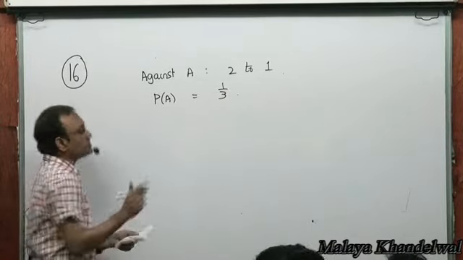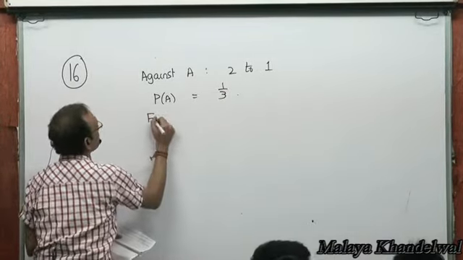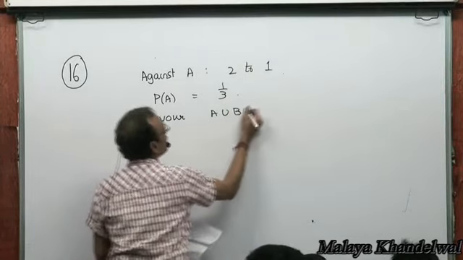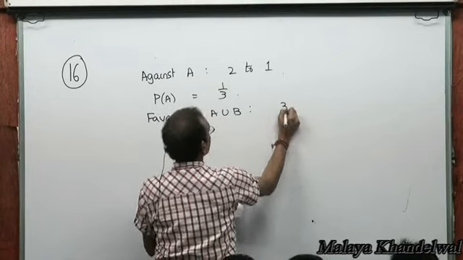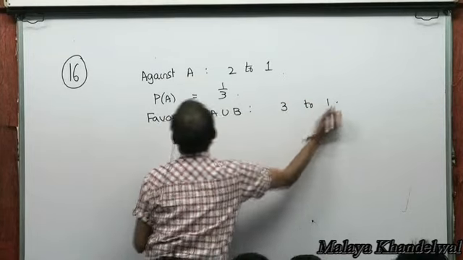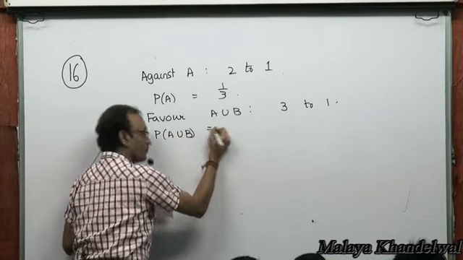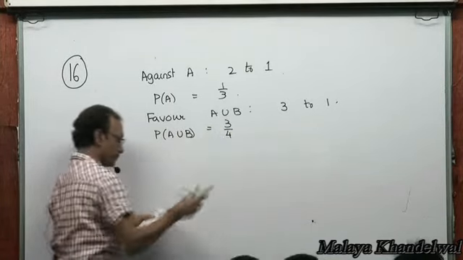The odds in favor of A union B are given to be 3 to 1. Therefore, the probability of A union B would be what? Very good, 3 by 4.